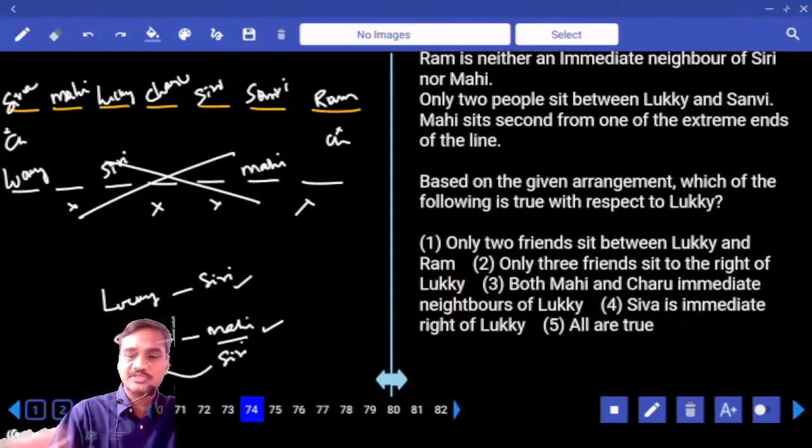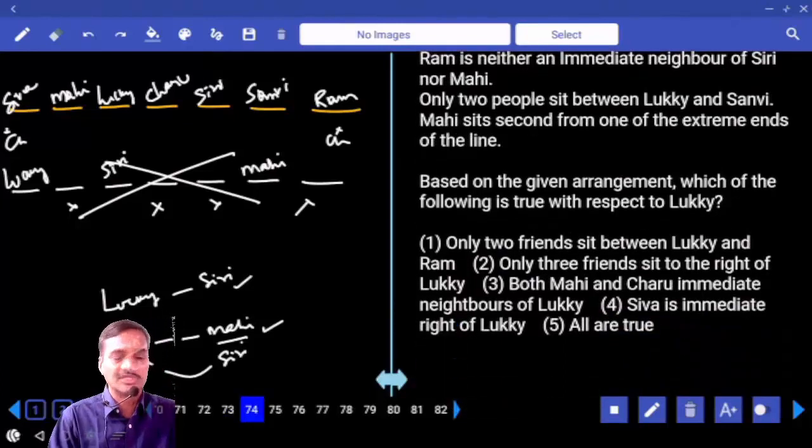And 74, based on the above arrangement, which of the following is true with respect to Lucky? Only two friends are between Lucky and Ram. In between Lucky and Ram, how many people are there? Only two people, so that is false. And only three sit to the right of Lucky, that is again false. Mahi and Charu are immediate neighbors of Lucky, definitely true, choice 3.